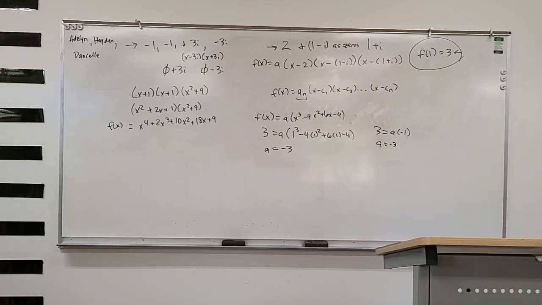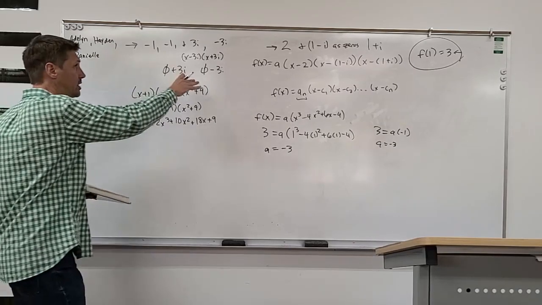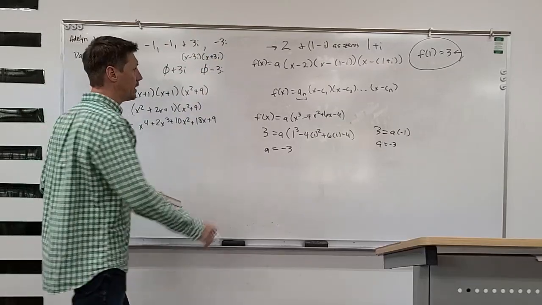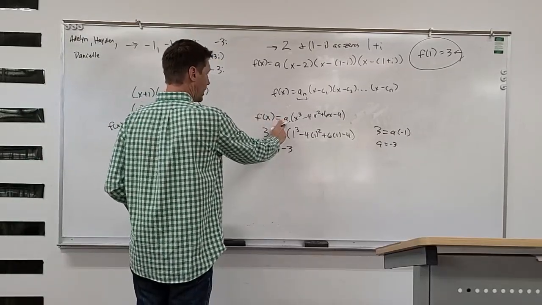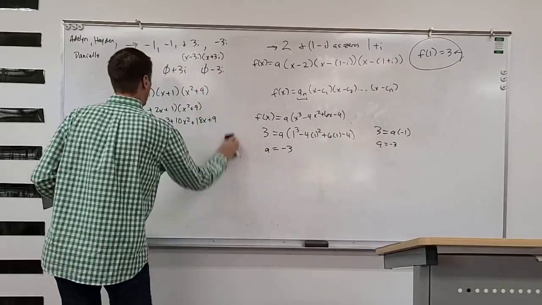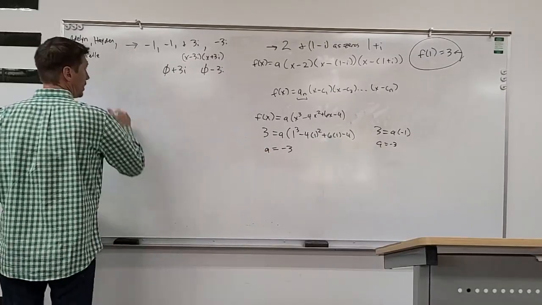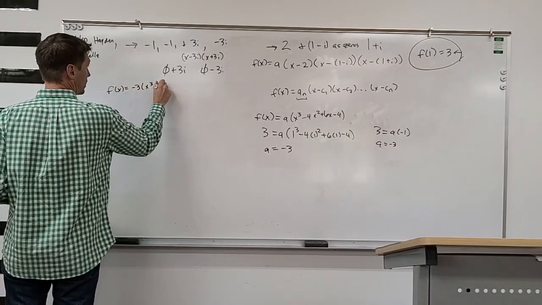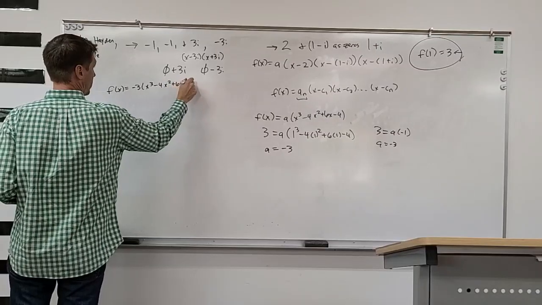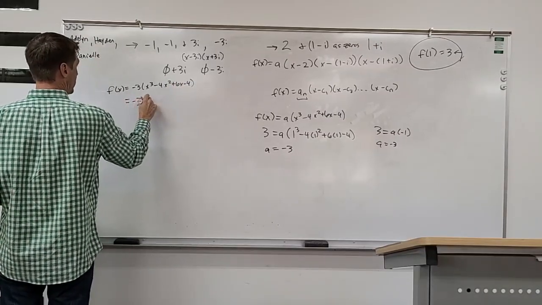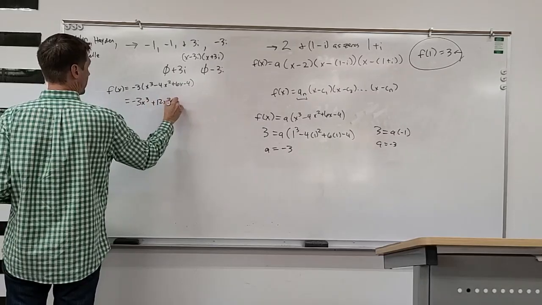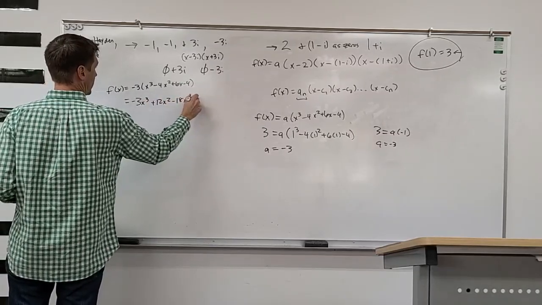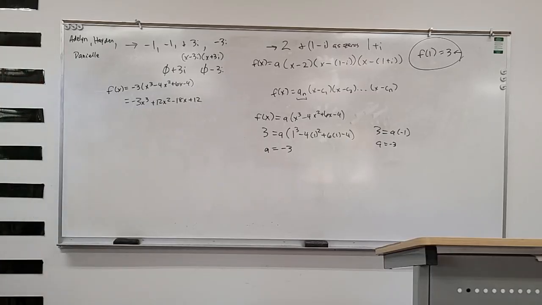And so then my final answer for this, to find a cubic polynomial function with these zeros and where f of 1 equals 3, I have to take my -3 and plug it in here. So f of x equals -3 times x cubed minus 4x squared plus 6x minus 4, and then simplify that. So I get -3x cubed plus 12x squared minus 18x plus 12. That would be my final answer.